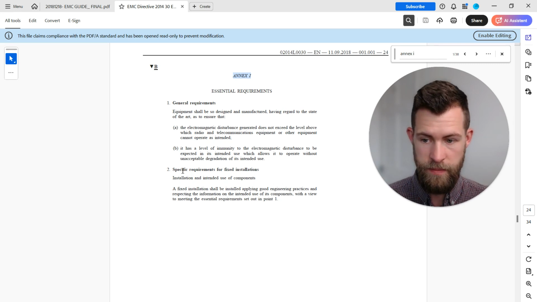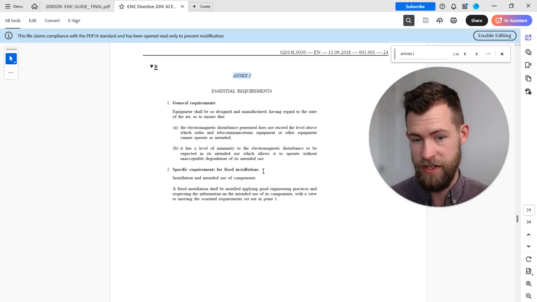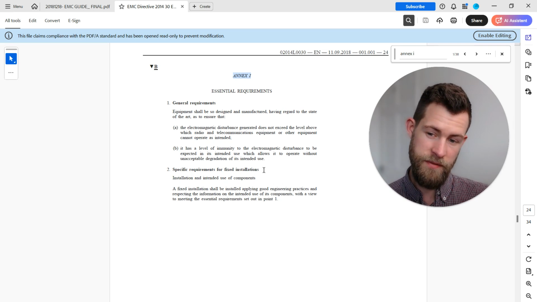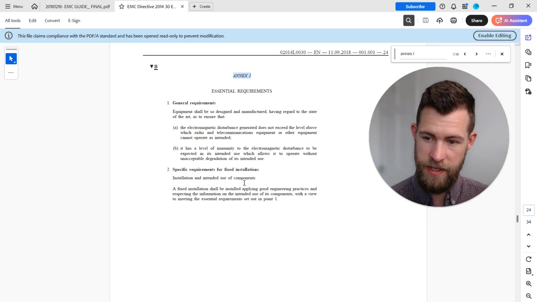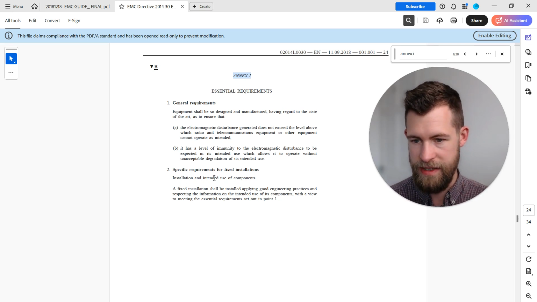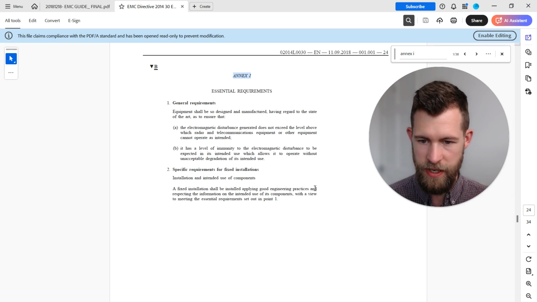And number 2, specific requirements for fixed installations. So this is explicitly for particular machinery, so fixed installations. Installation and intended use of components. A fixed installation shall be installed applying good engineering practices and respecting the information on the intended use of its components with a view to meet the essential requirements set out in point 1.